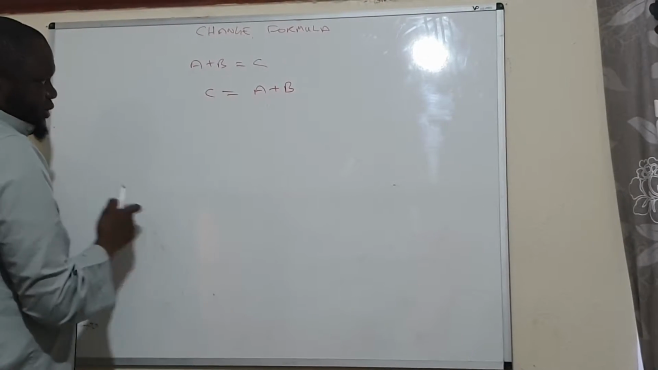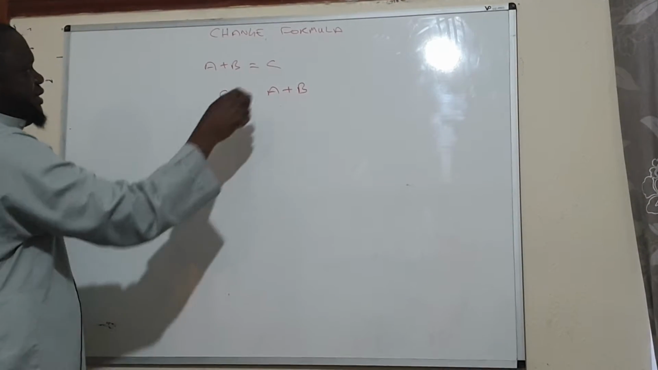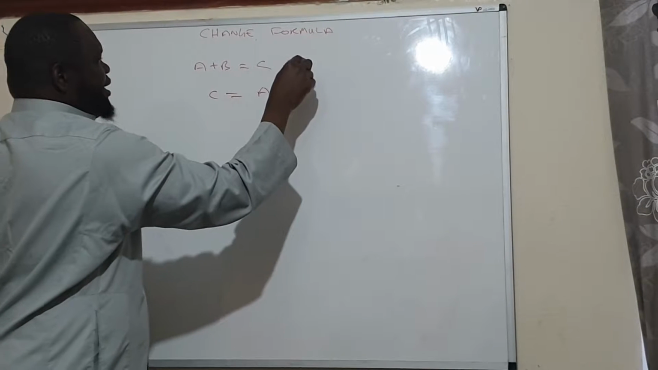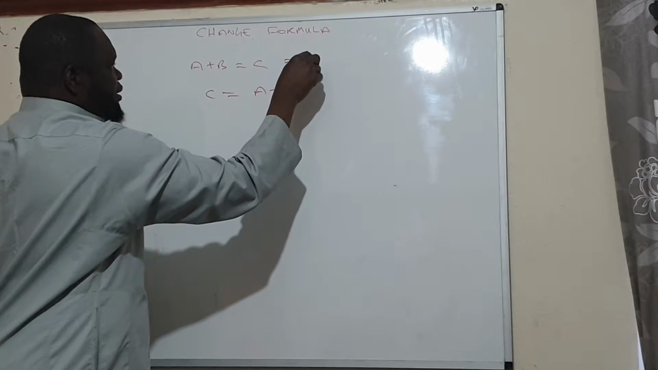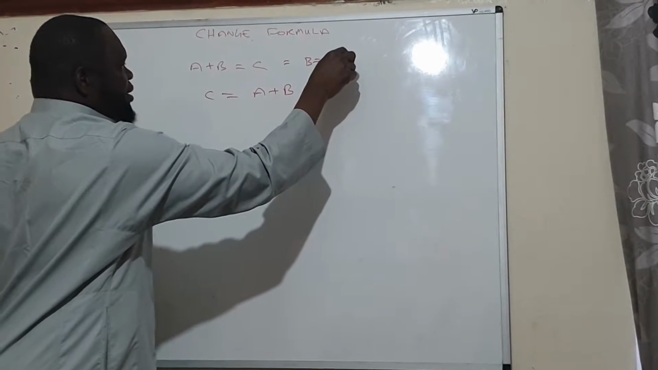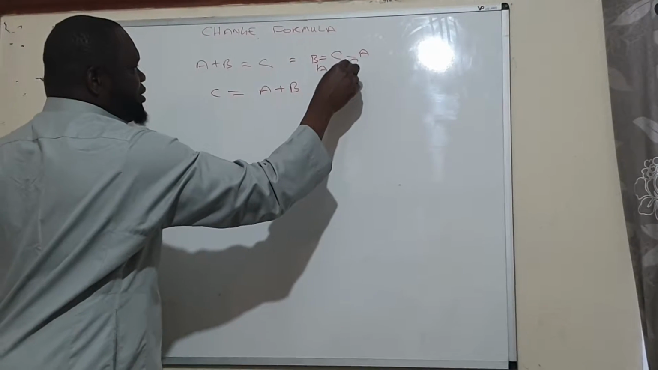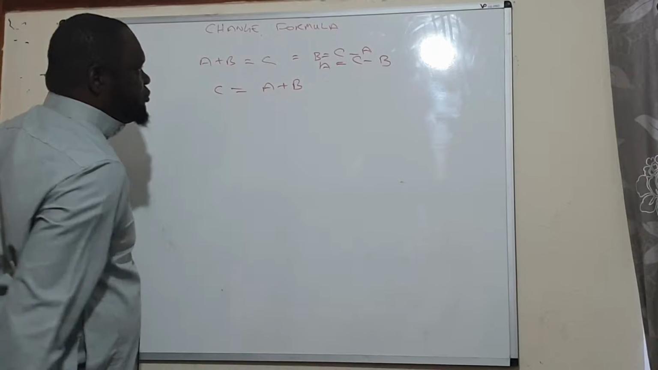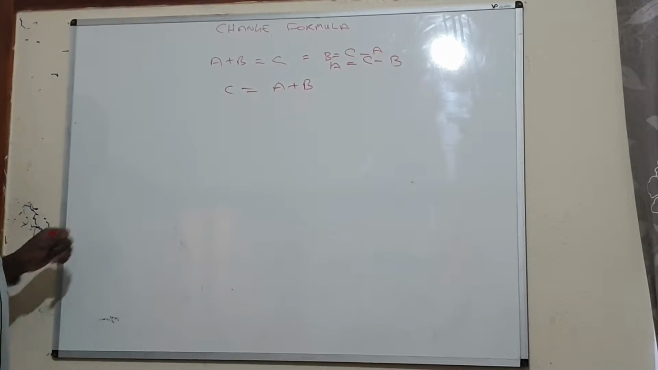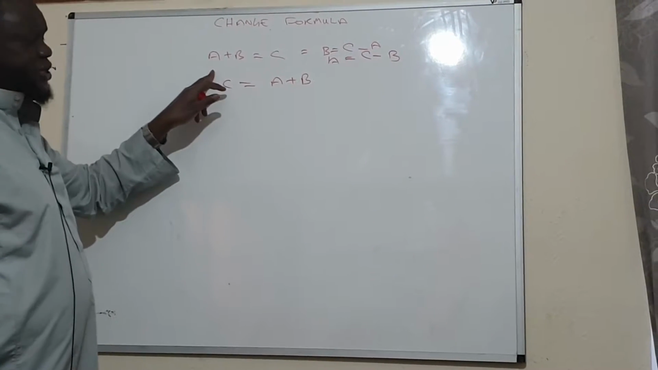B is equal to... Now to do that, we can definitely say B is equal to C minus A, or A is equal to C minus B. Now we have made B the subject of this equation.